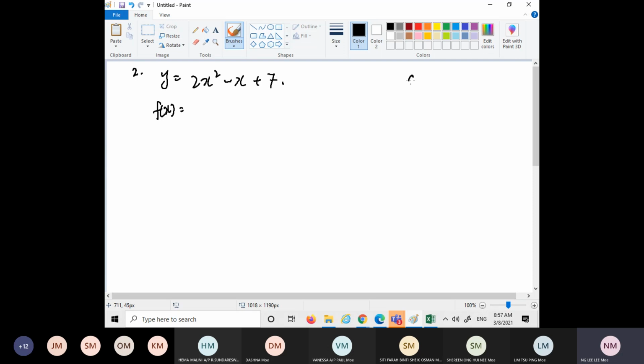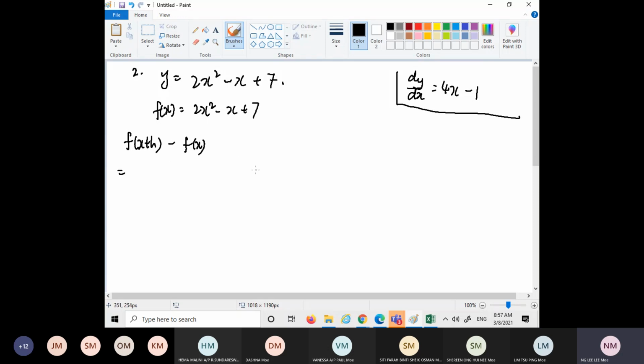I got no time already, so I'm using a formula. This one I do at the side. After that I'm going to check the answer. So this is for x minus 1. I hope I'm going to get 4x minus 1 at the end. So this one is the f(x). So I'm going to get this.